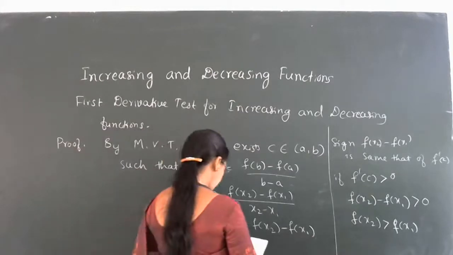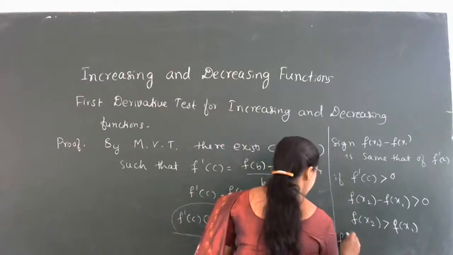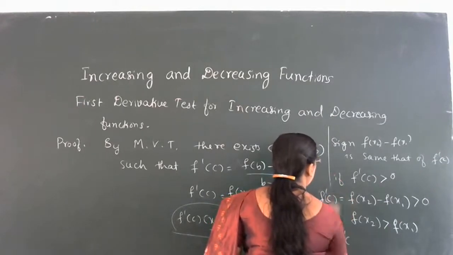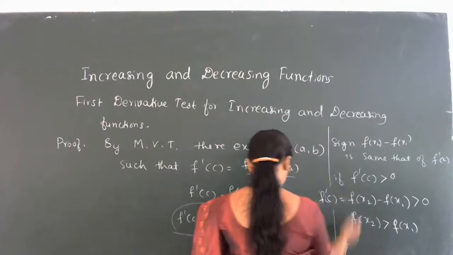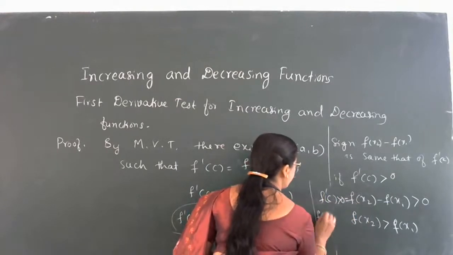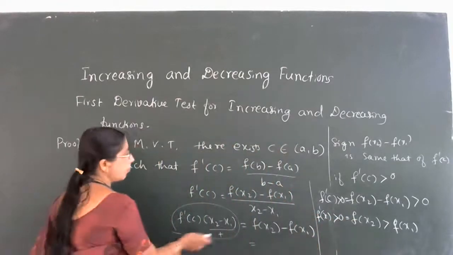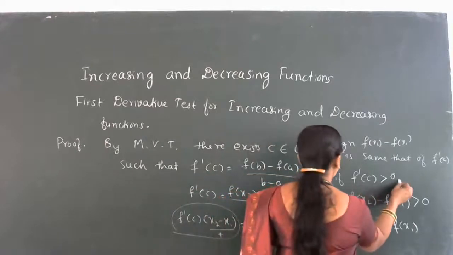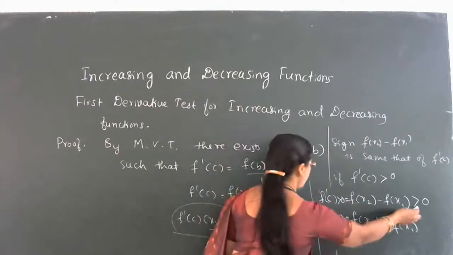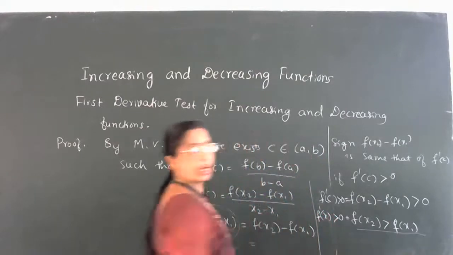Therefore, f dash c is greater than 0, which means f dash x is also greater than 0. The proof is here. If f dash c is greater than 0, then on the RHS side also f of x2 minus f of x1 is greater than 0. Then f dash x is greater than 0, and f of x2 is greater than f of x1.